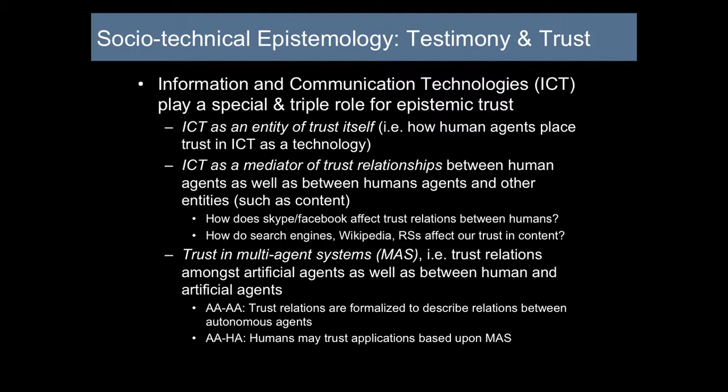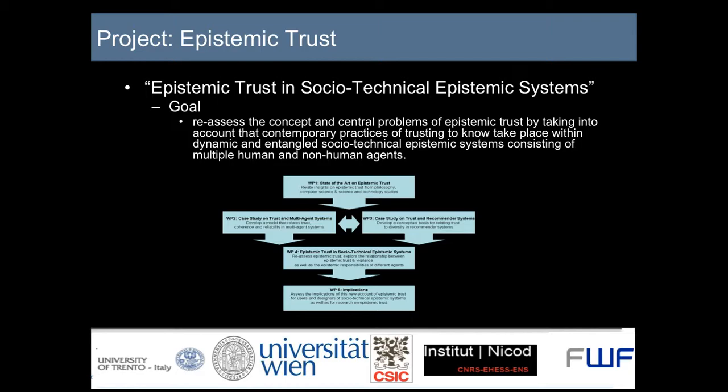So, just to give you an idea, these questions of trust in socio-technical environments are what I'm focusing on in a project that I'm leading at the University of Vienna. It's entitled Epistemic Trust in Socio-Technical Epistemic Systems, and the goal is to reassess the concept and the central problems of epistemic trust by taking into account that contemporary practices of trusting to know take place within dynamic and entangled socio-technical epistemic systems consisting of multiple human and non-human agents. So it is really about this tension between trusting and knowing. This is what epistemic trust refers to.